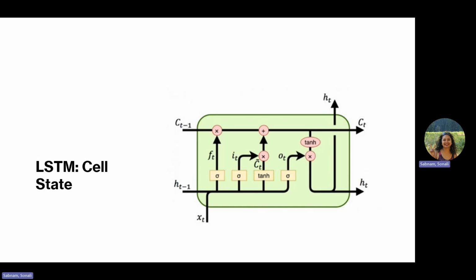The cell state can transfer information from the earliest time steps all the way to the end of the sequence. It can carry relevant information throughout the processing of the sequence. It can mitigate the problem of short-term memory.